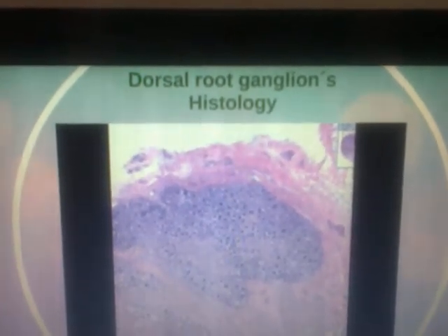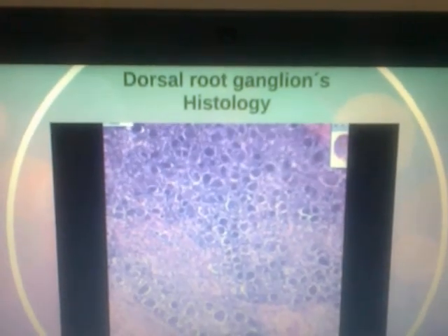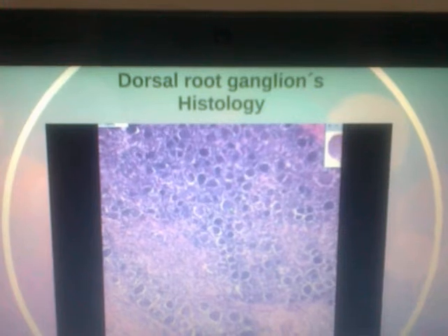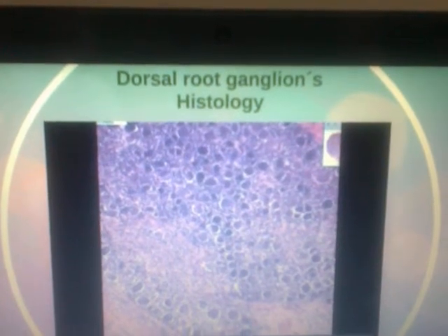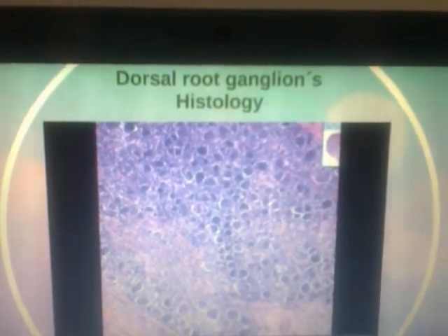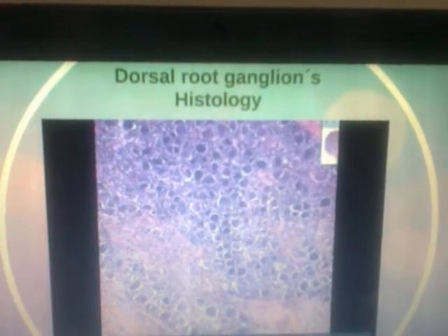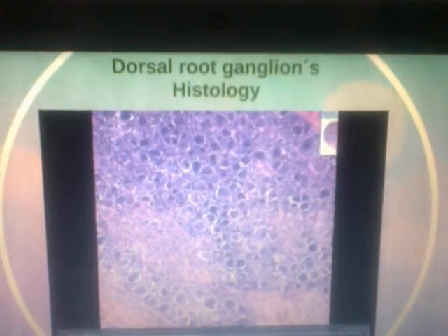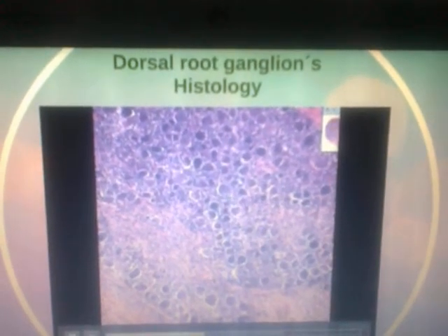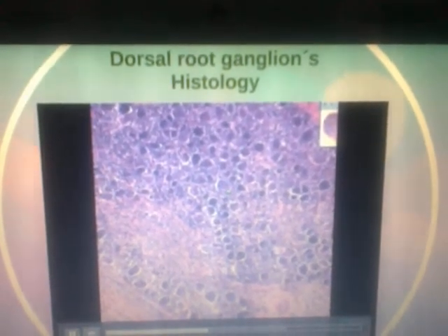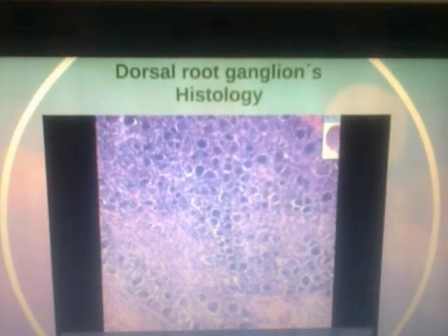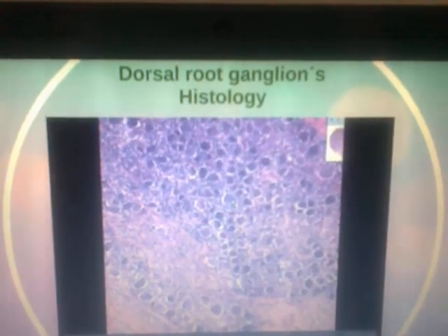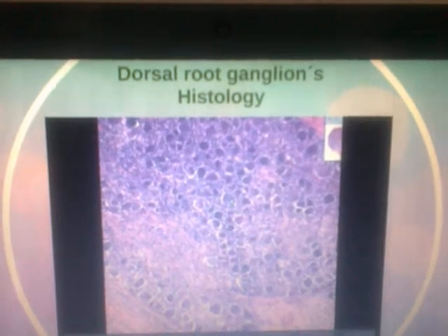The dorsal root ganglion has two kinds of cells. It has these big neurons with big nuclei and big nucleoli, and they're surrounded by smaller kind of protective cells called satellite cells, which kind of protect these neurons like glial cells do. And then we have the actual neurons. They are pseudo-unipolar neurons.